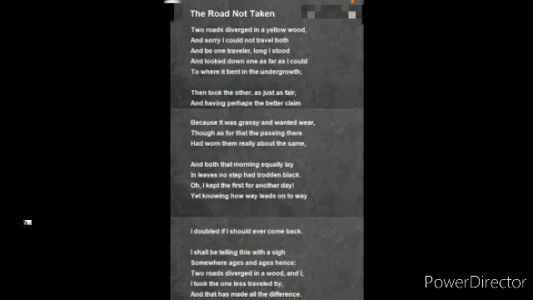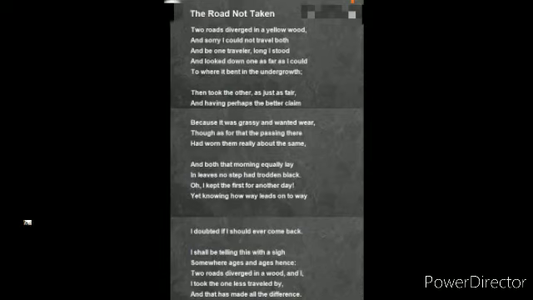Let's come to his poem, what he has written in The Road Not Taken. Firstly I'll read out the stanza and then I'll explain it. Two roads diverged in a yellow wood, and sorry I could not travel both, and be one traveller, long I stood, and looked down one as far as I could, to where it bent in the undergrowth.